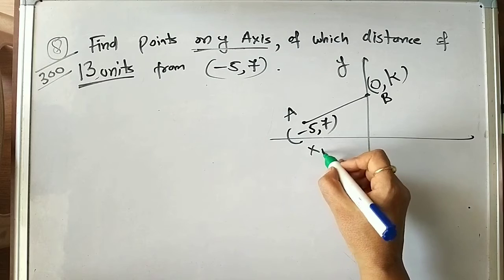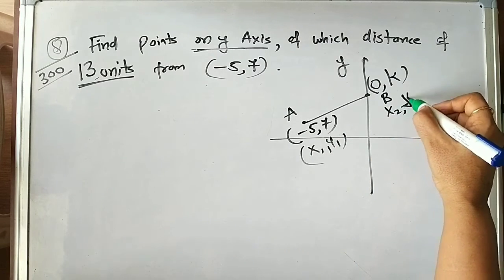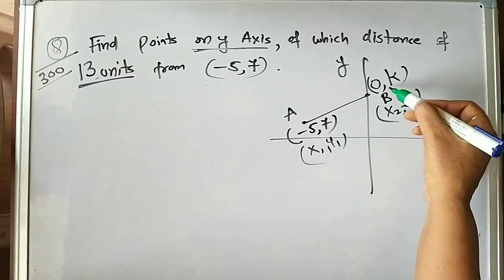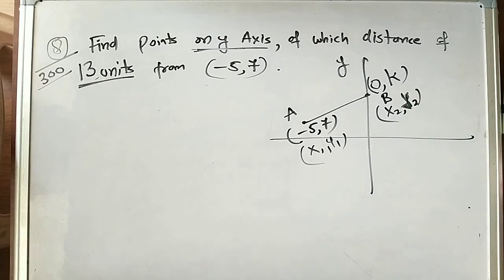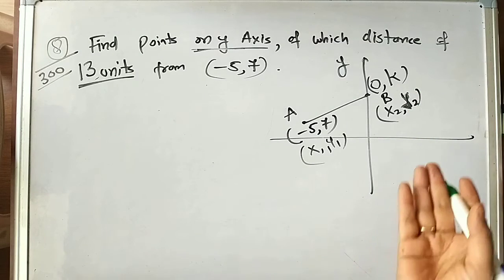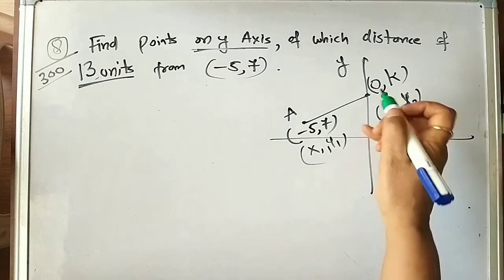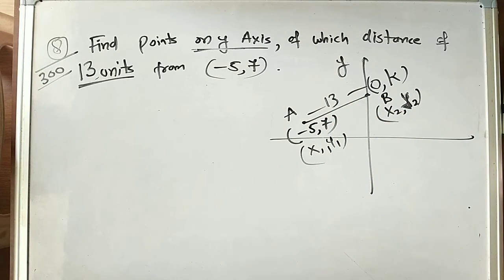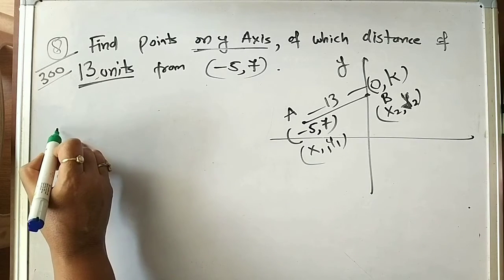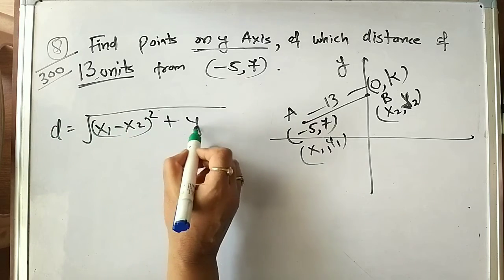Suppose this is x1 y1 and suppose this is x2 comma y2. Remember one thing, you can take this one as x1 y1 and this one as x2 y2, and even then you will get the correct answer. It does not matter which one you take. This can be x1 y1 or this can be x1 y1. I am taking this. Distance is given as 13. So I have just one formula and I am going to use that. My D is root of x1 minus x2 square.